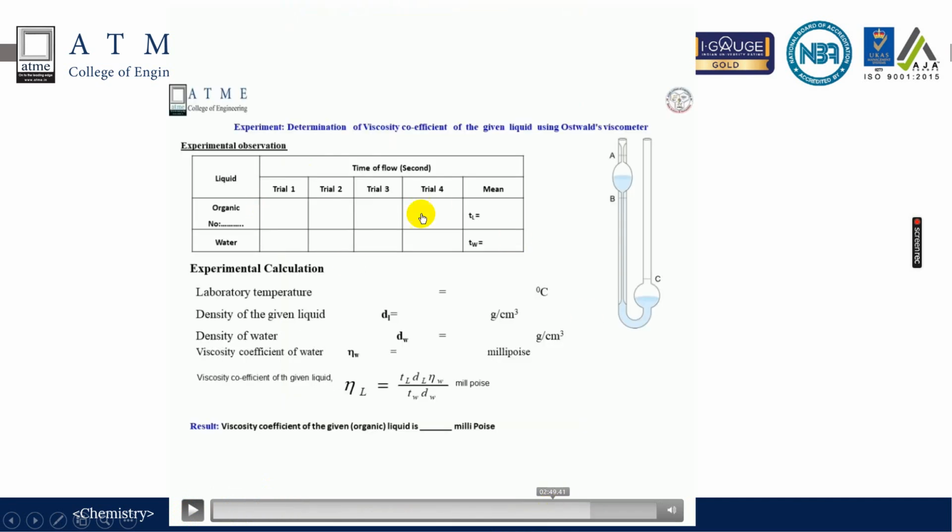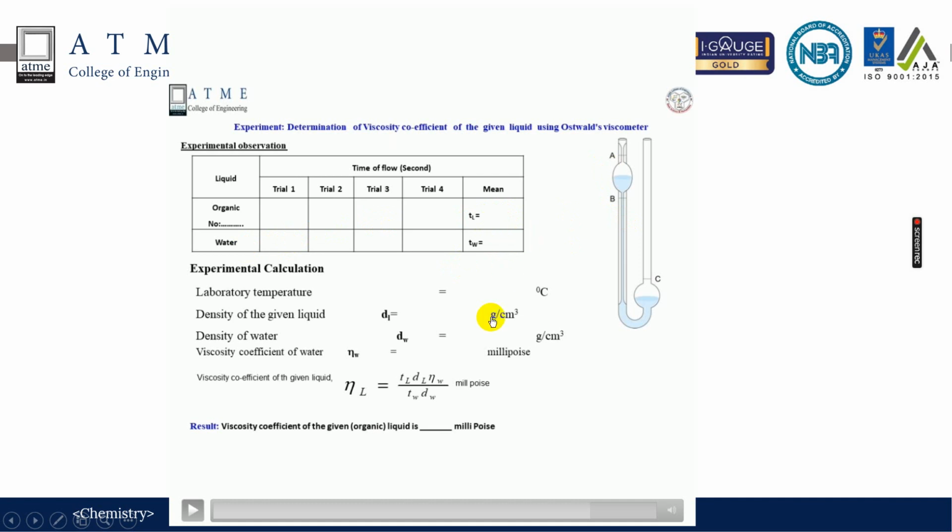Once it is done, this is the tabulation column. You can see here the organic liquid, note down the number given, and trial 1, trial 2, trial 3, trial 4. Note down the 4 different readings and it should be in seconds. Take the mean value of the time for the liquid to flow from A to B. Similarly, after drying, measure the time taken for the water to flow from A to B and take the mean value for that particular water.